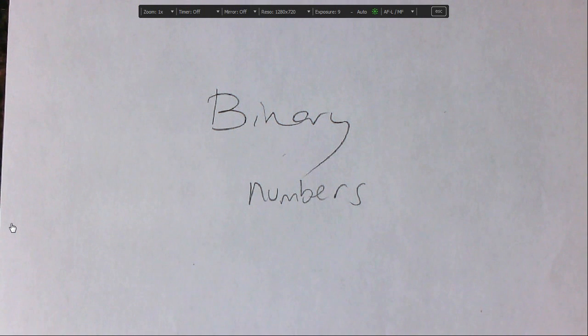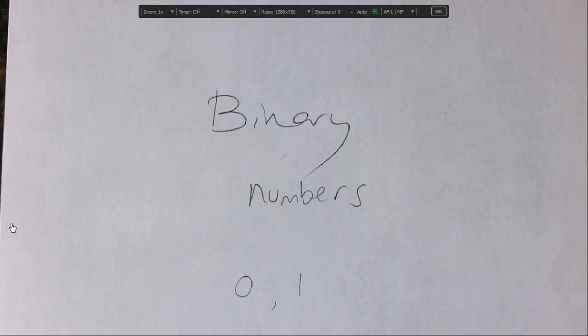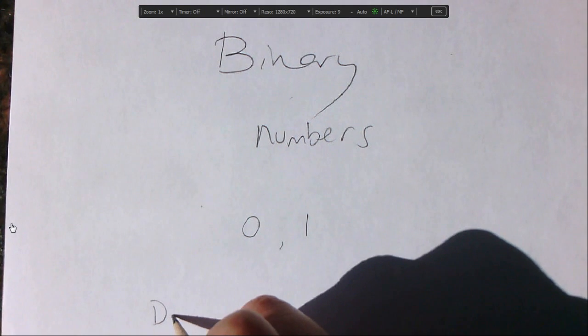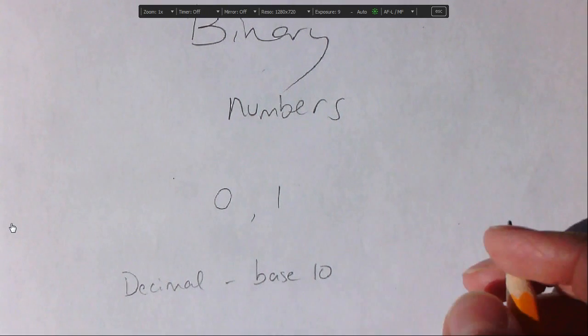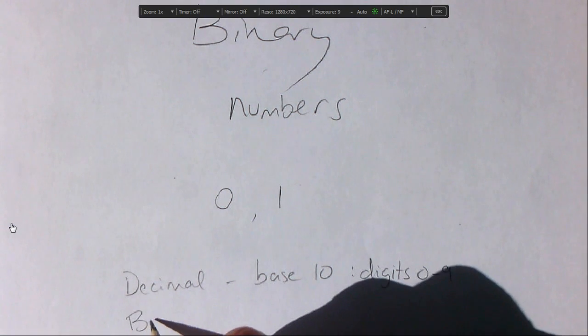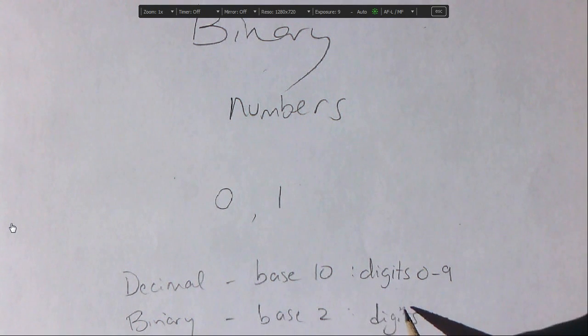Hi, this is a video on converting from binary to decimal. We use binary numbers in computer science, and as we covered in class, binary numbers are zeros and ones. Whereas for decimal numbers, we use base 10, so decimal means base 10, and the digits that we use in a number are 0 to 9. But binary numbers have base 2, so the digits that we use are 0 and 1.